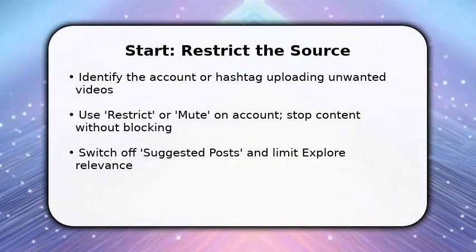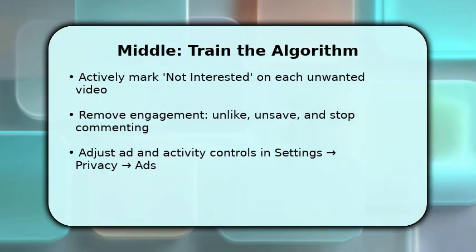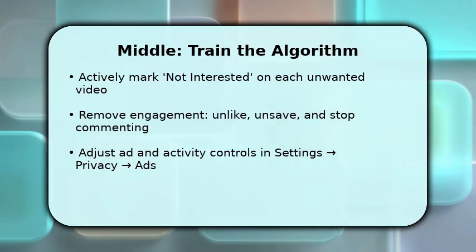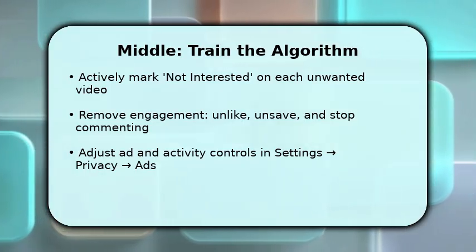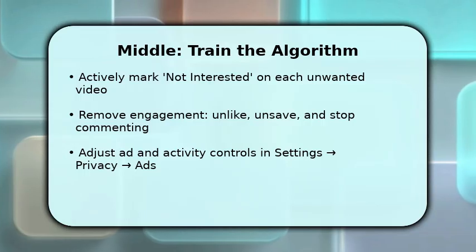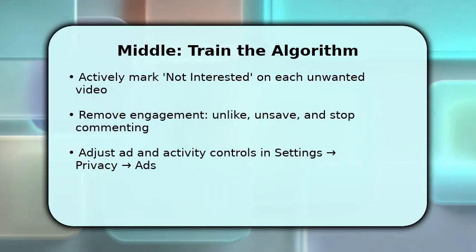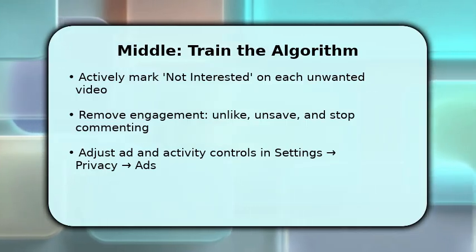Now you must retrain Instagram's algorithm by signaling dislike consistently. When you see an unwanted video, press the three dots and select Not Interested. Do this every time to reduce similar recommendations. Also, remove likes and saved posts tied to that content and avoid comments that keep it active.